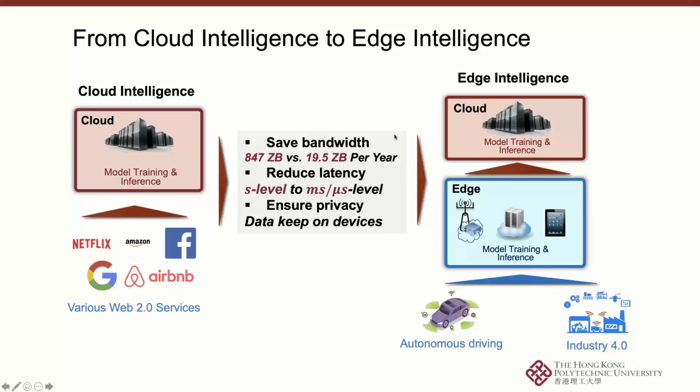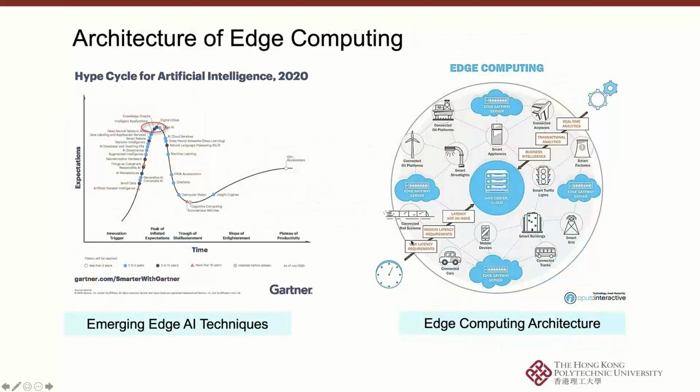So basically, we see that right now edge intelligence will be a very important complementary approach for AI applications, especially for those special applications, right? And you will see from the prediction by Gartner, edge AI recently is at the peak, which means it is very, very hot and is almost mature. And in the next 5 years, there will be lots of products and companies using edge AI applications.